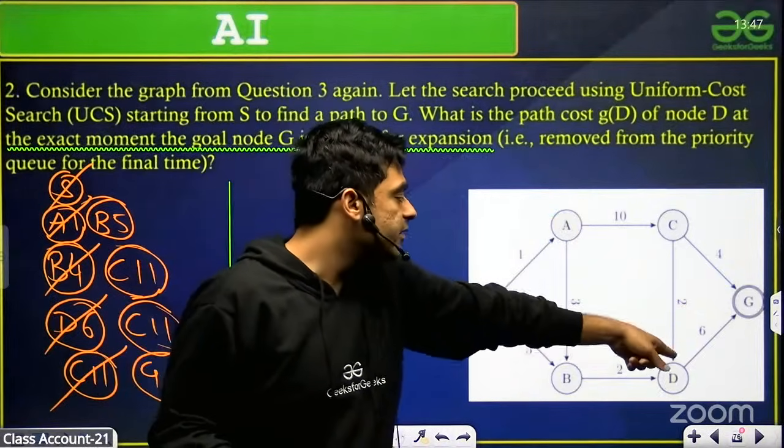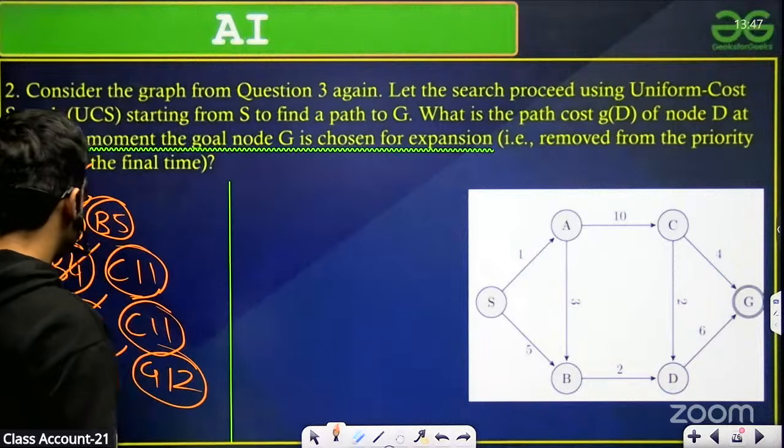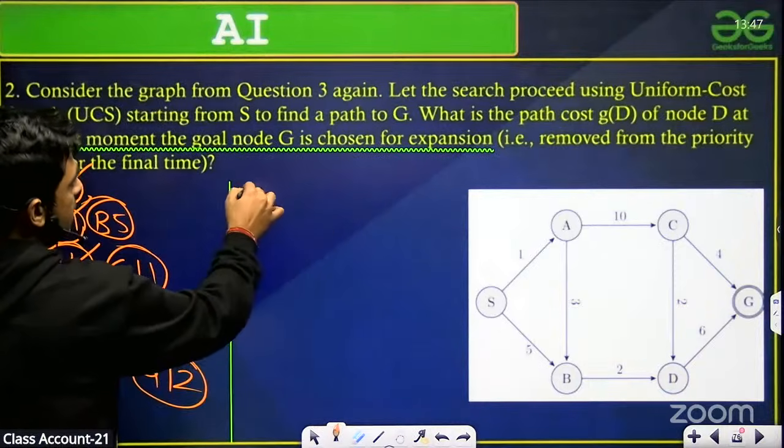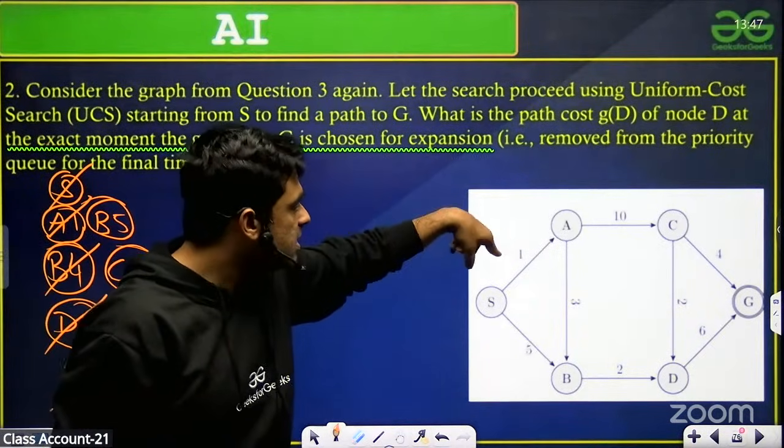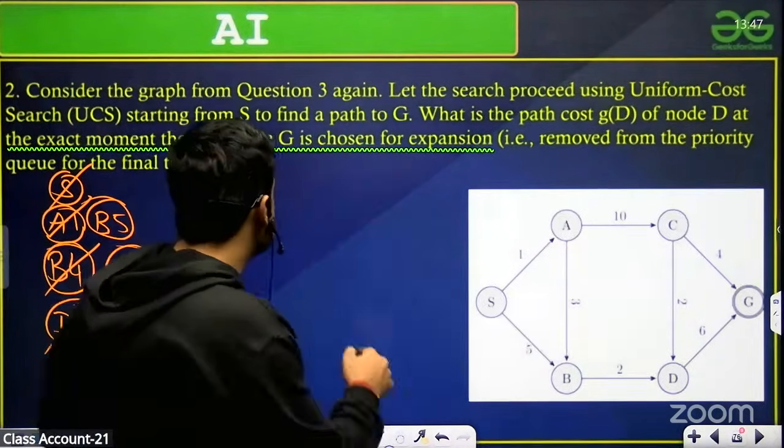10 plus 1 is 11, 11 plus 2 is 13. So I won't be reaching D that way. I would only be reaching G, and that too at a shorter cost. That is 3 plus 1 is 4, 4 plus 2 is 6, 6 plus 6 is 12.